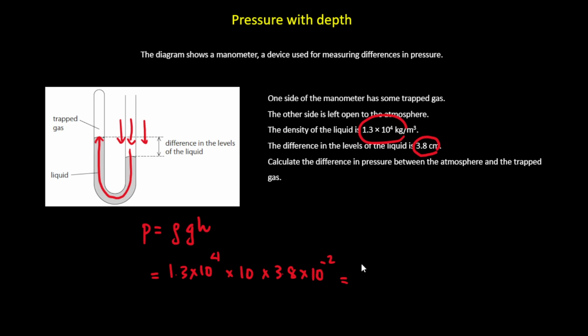Alright, so you will get 4,940 pascals. This is how much the difference is between the atmospheric pressure and the pressure of the gas here. Since the liquid doesn't want to go up, it's going to push down as well.